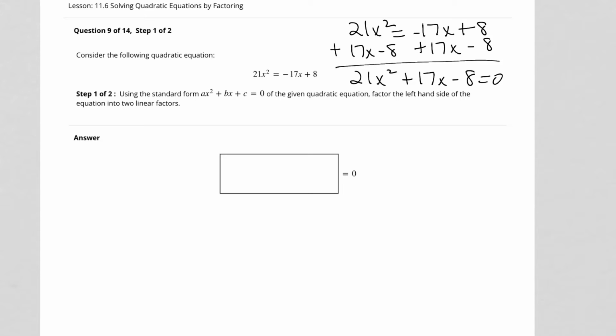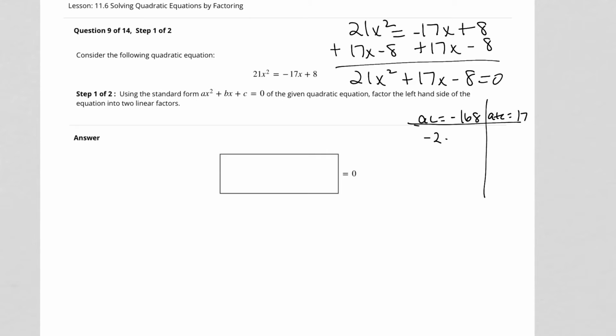So we're looking for two things that when I multiply them together, give me 21 times negative 8, which is negative 168. And then they need to add to be 17. I'm usually pretty systematic with these unless something just pops into my head. So I'm going to start, not necessarily with 1 times negative 168, but with 2. And since this is positive, my bigger factor has to be positive.